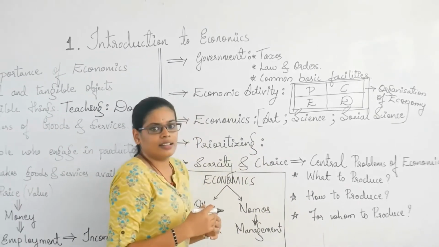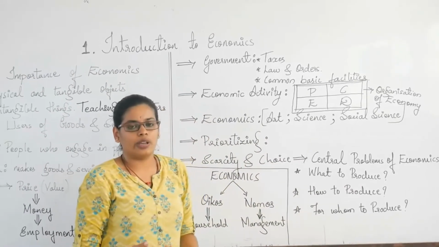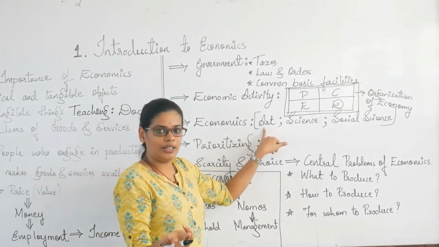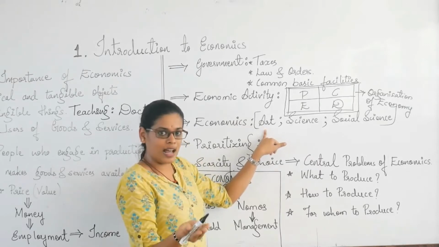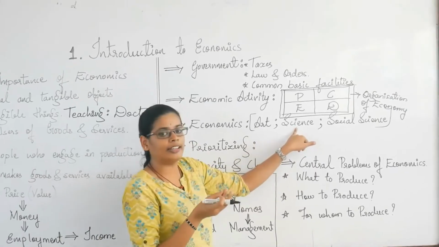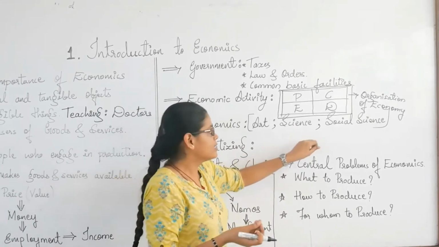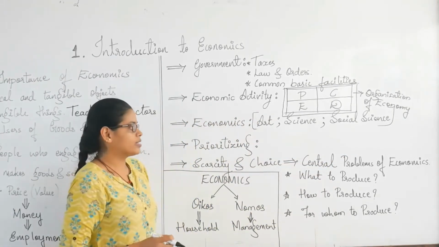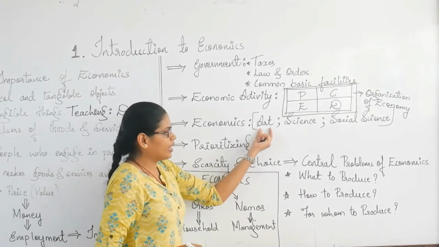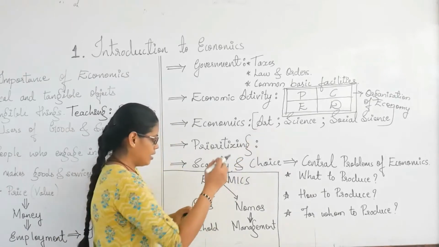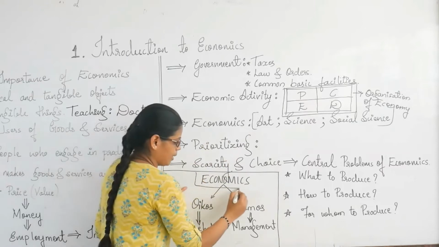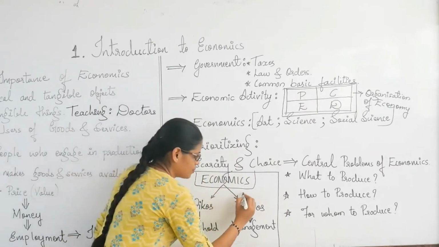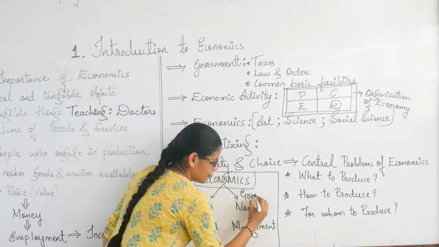There are certain definitions, certain meanings which they have given. We can see some people have called economics an art, some people have called economics a science, and some people have said economics is a social science. So, when they are talking about art, we can come to this part wherein economics is derived from Greek words.